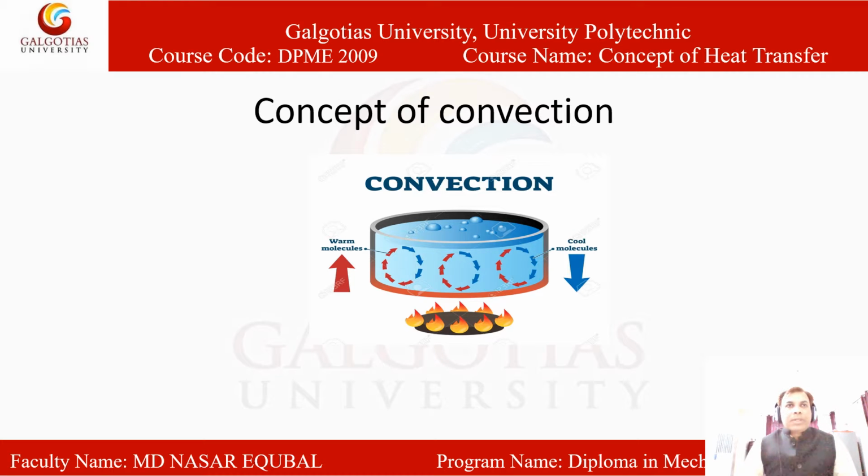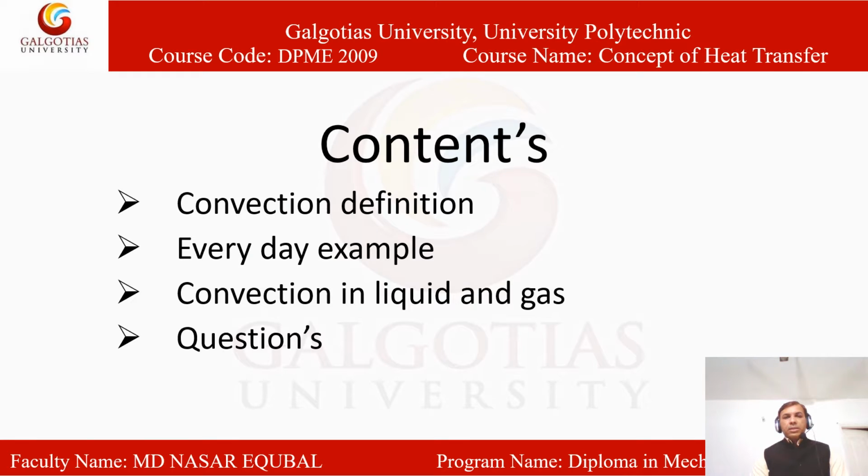Convection heat transfer. Convection is a process involving mass movement of fluids when a temperature difference produces density differences, which results in mass movement. The process is called free natural convection. Contents: convection definition, everyday examples, convection in liquid and gas, and questions.